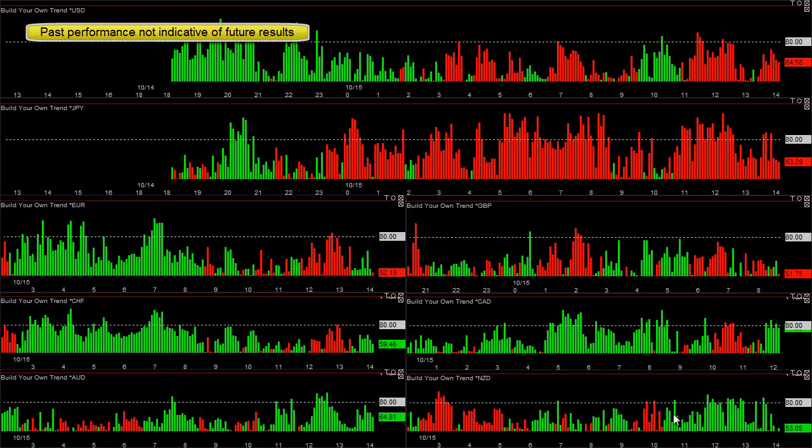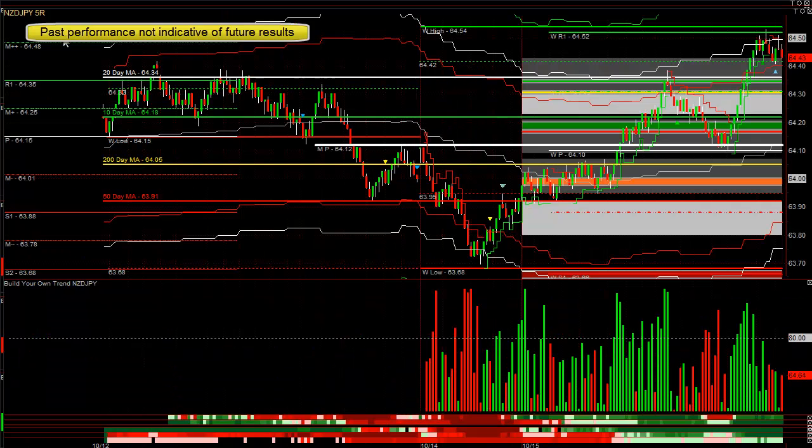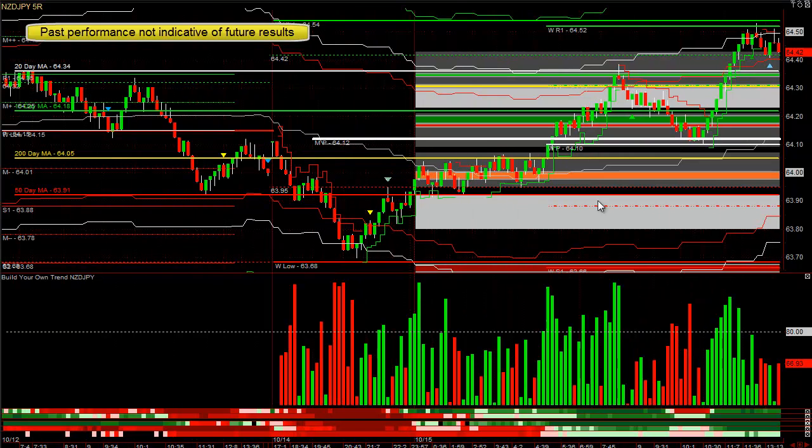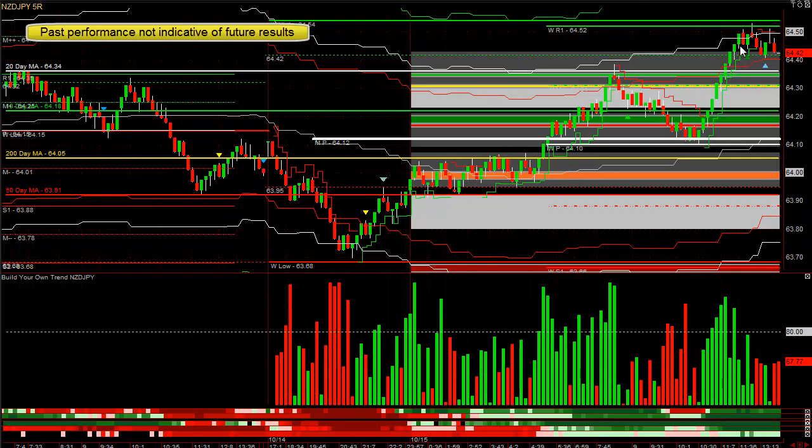You would trade the New Zealand versus the yen, which was consistently weak. Notice lack of any strength whatsoever here. You clearly are better off selling the New Zealand, or I'm sorry, buying the strong New Zealand versus the weak yen after 10 o'clock. So you got this nice little pullback here, and this went up 30 pips. No-brainer trade. Absolutely no-brainer trade.